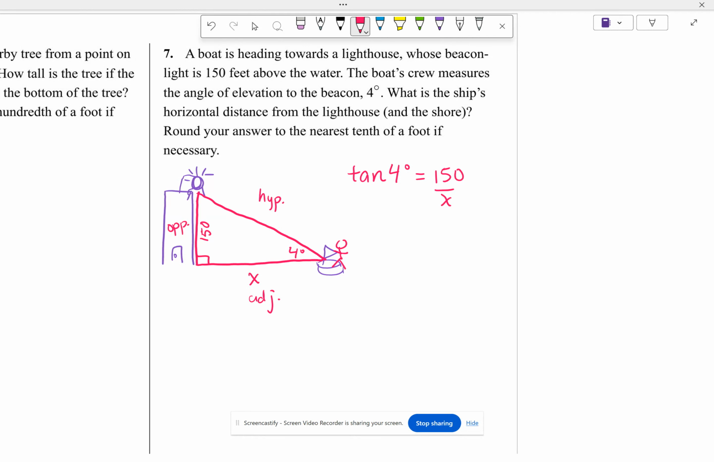All right, so how do we solve? We crisscross multiply. I get x times the tangent of 4. 4 is such a small degree. And then 150 times 1.